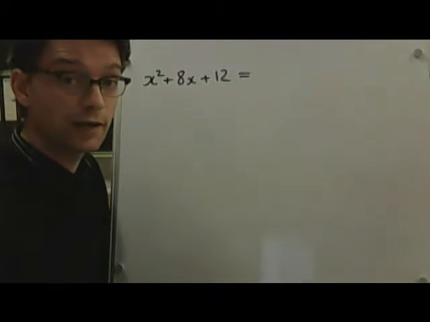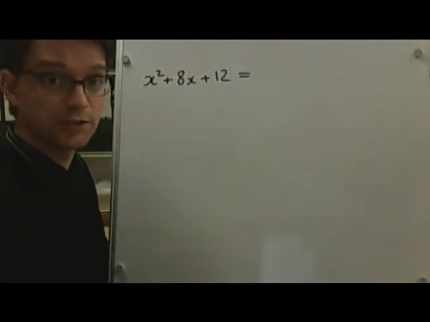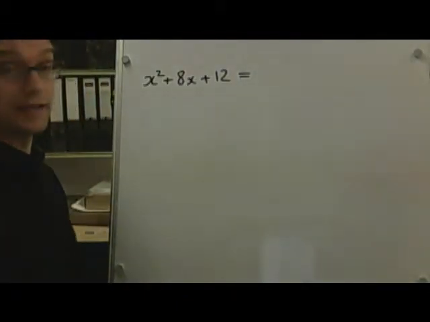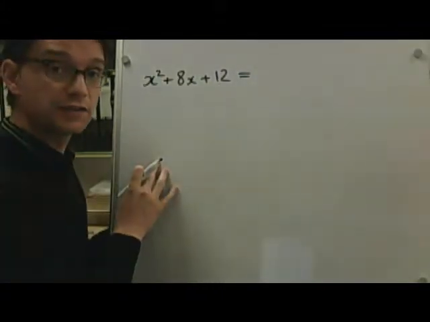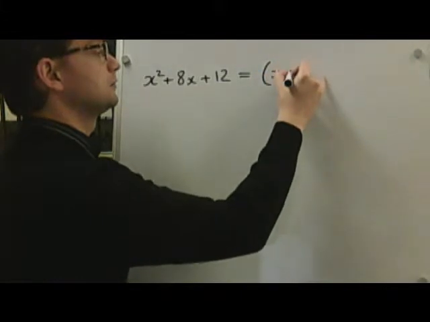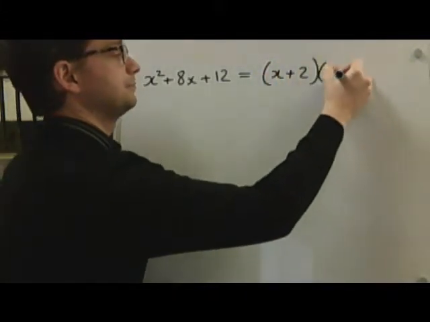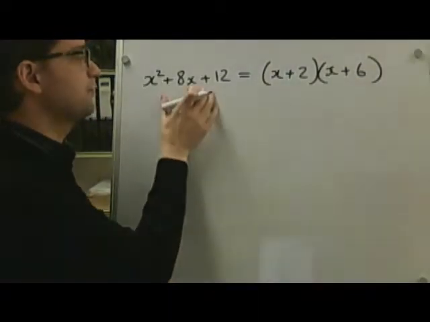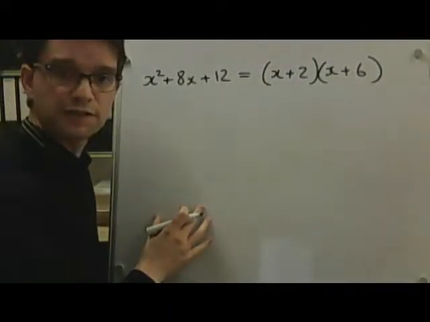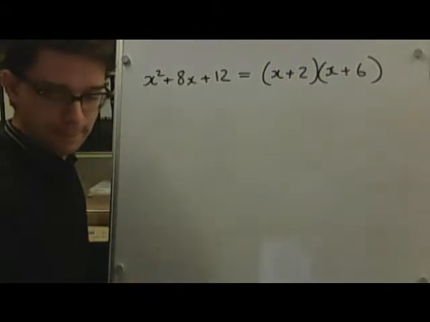This is a video about factorising quadratic expressions. What that means is going from something like this, x squared plus 8x plus 12, to something like this. How is it you get from this to this? Well, that's the process of factorising a quadratic.